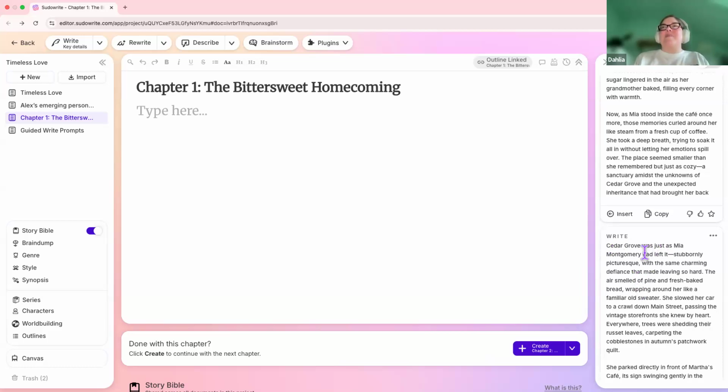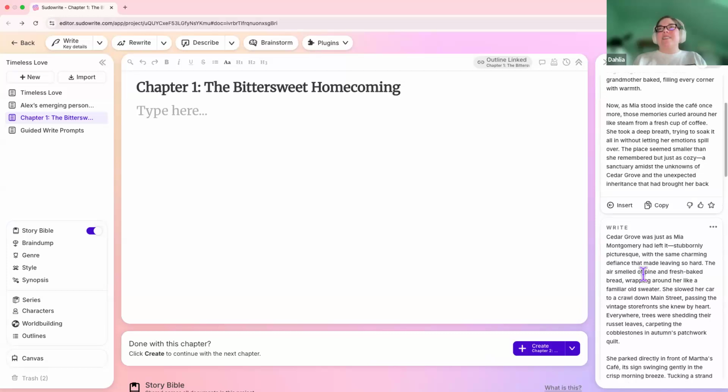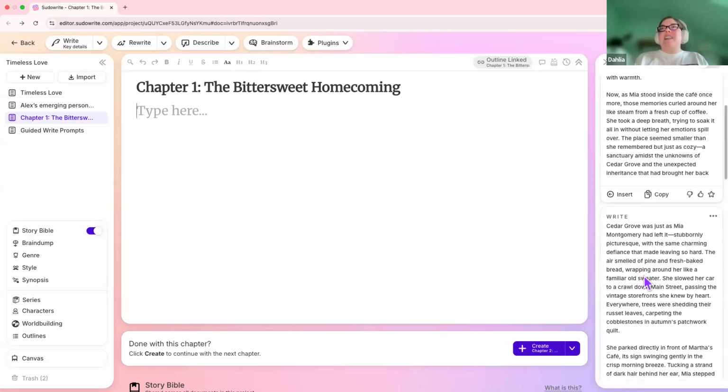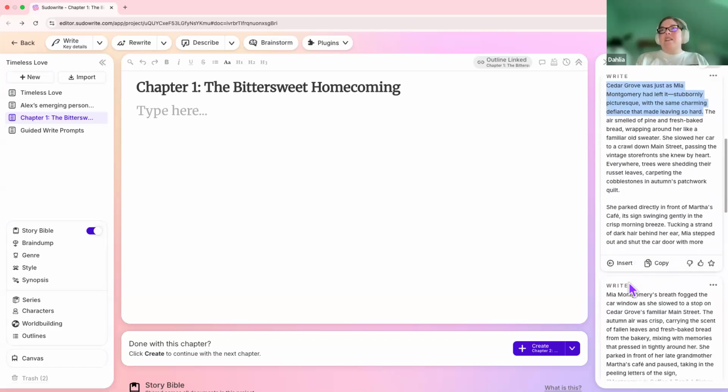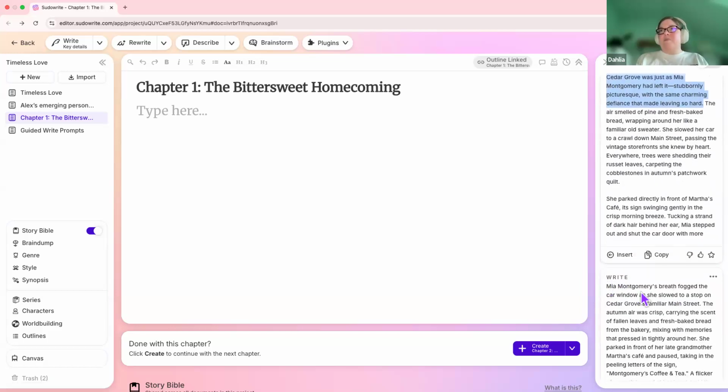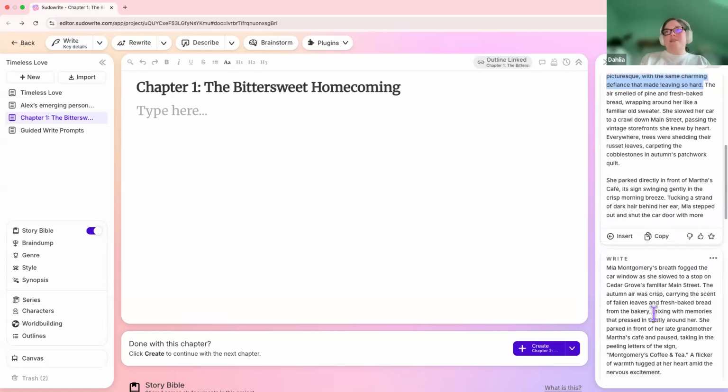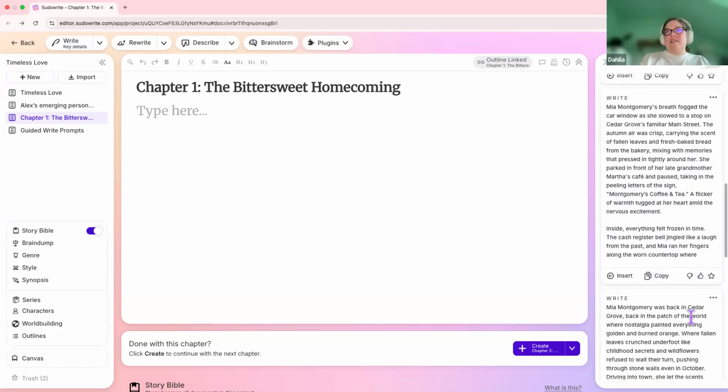Cedar Grove was just as Mia Montgomery had left it, stubbornly picturesque with the same charming defiance that made leaving so hard. That's a really nice first sentence. Mia Montgomery's breath fogged the car window as she slowed to a stop on Cedar Grove's familiar main street. It's nice.